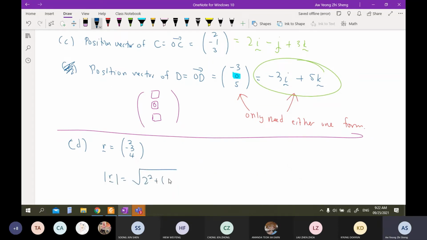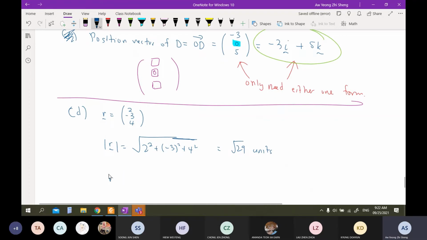So this time I choose to find the length first. That's 2 squared plus negative 3 squared plus 4 squared. So using a calculator, you have 4 plus 9 plus 16, square root of 29, units. r hat will be r divided by its own length. That will be 1 over root 29 times (2, -3, 4).